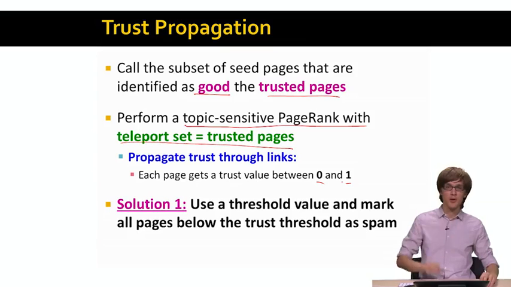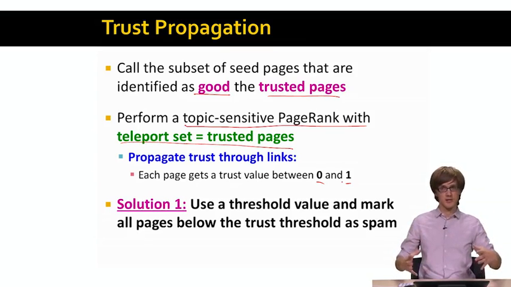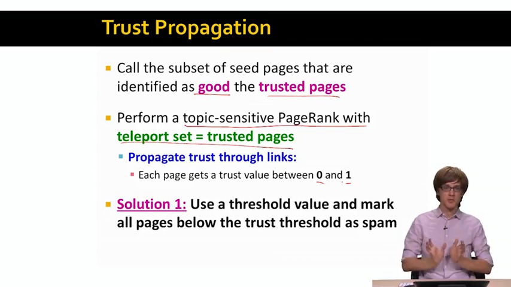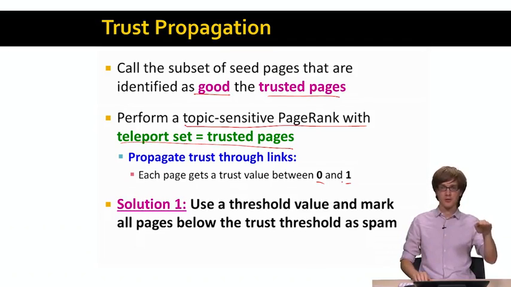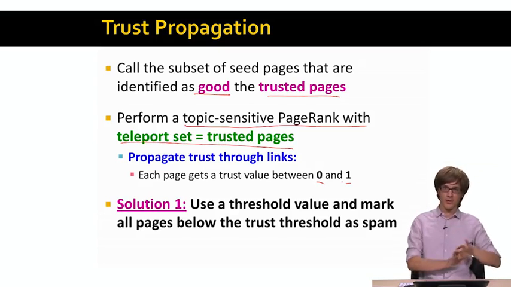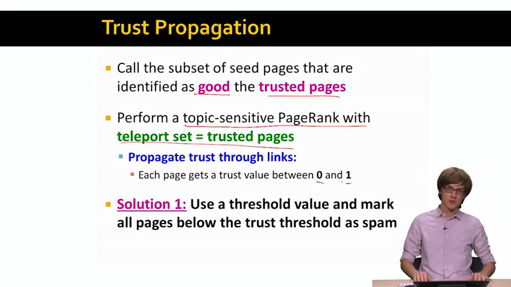One possible way to identify spam would be the following. We take the set of trusted web pages, and we compute the personalized or topic-specific PageRank score with the teleport set being the set of trusted web pages. Now what we do is compute the PageRank score of every other page on the graph. And if the PageRank score of some page on the web graph is smaller than some given threshold, then we cut that page away from our data set, and we say that it corresponds to spam.